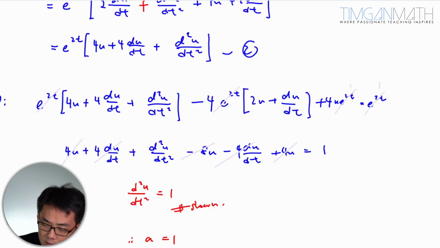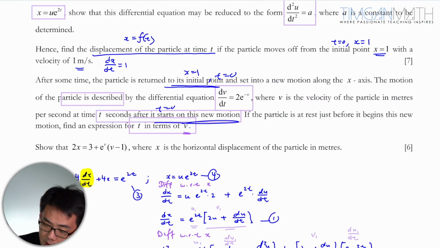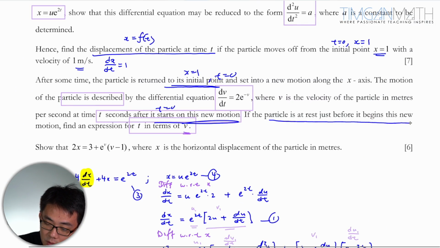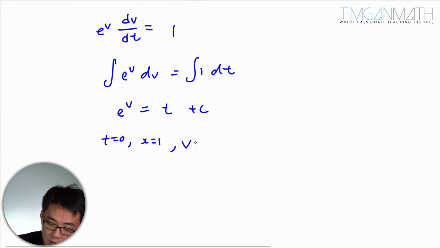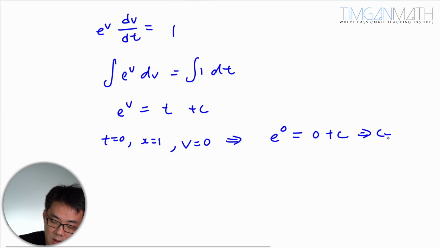What is v? Particle is at rest before it begins a new motion. V is the velocity. Okay, so v is 0. It's at rest, right? V is 0. So x equals 1, t 0. So v is also 0. So this will give us e^0 equals 0 plus c. So c is equal to 1. So e^v is equal to t plus 1.